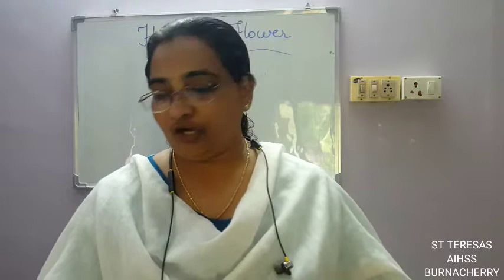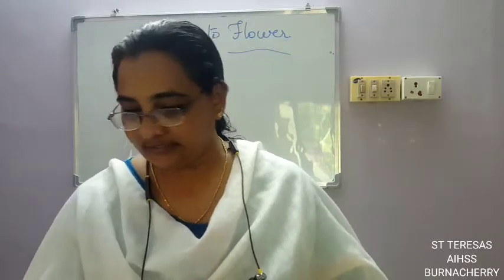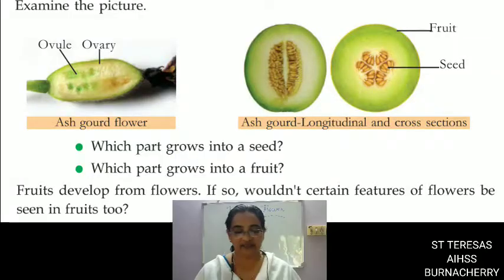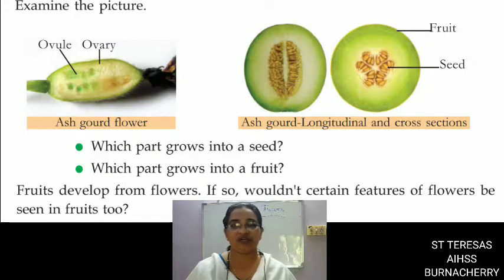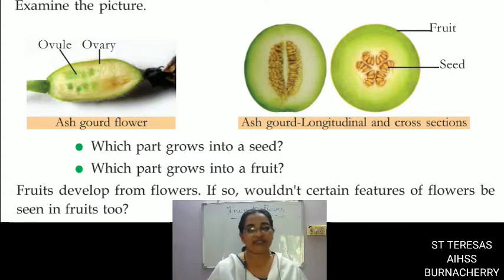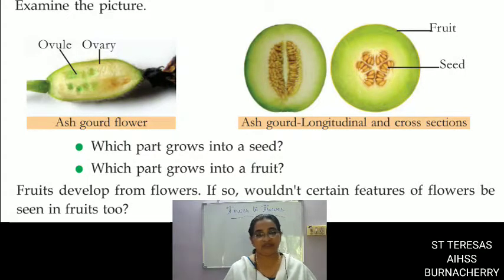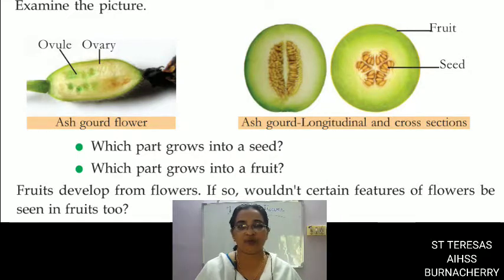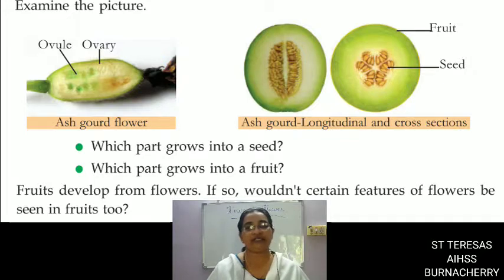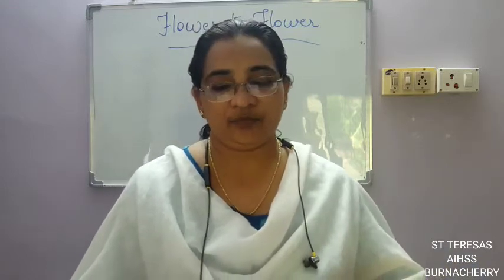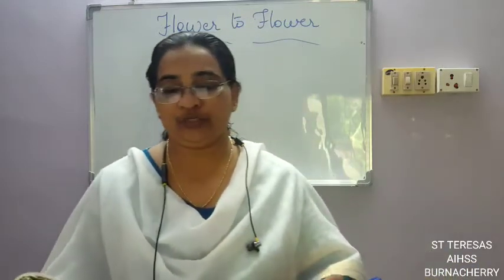Now in that video which I showed you about the lady's finger, in your textbook on page number 40, please take it. Here you can see the ash gourd, the fruit and the ovary, the gynoecium of the ash gourd. Because I don't have an ash gourd or a cucumber, I showed you the lady's finger, the flower and the fruit. There we saw the ovary turns into a fruit, and the ovules inside turn into many seeds. So the seeds are the ones which help in producing a new plant.